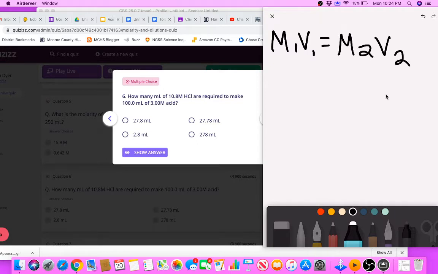Let's say that this first molarity here is our solution 1. We want to know how many milliliters, so we want to know the volume, so that's our X. And the molarity of this first solution, how many milliliters, which is our X, of 10.8 molar. Let me write this a little bit better so that I can put my unit in.